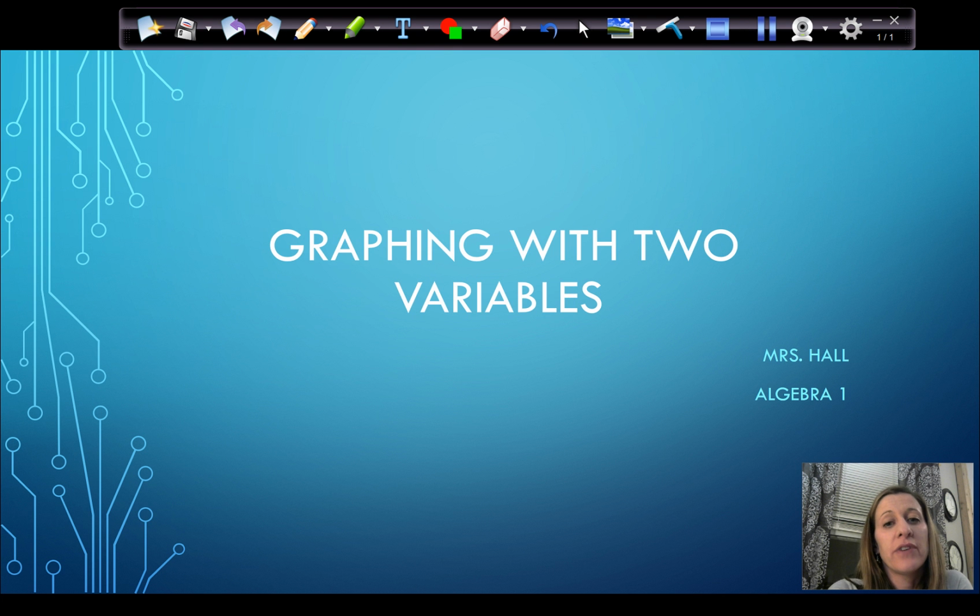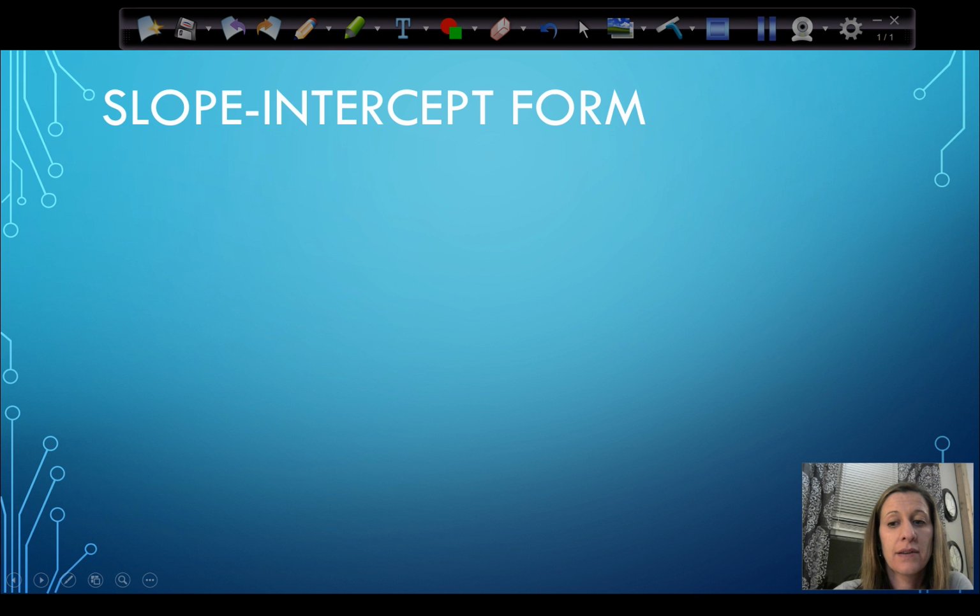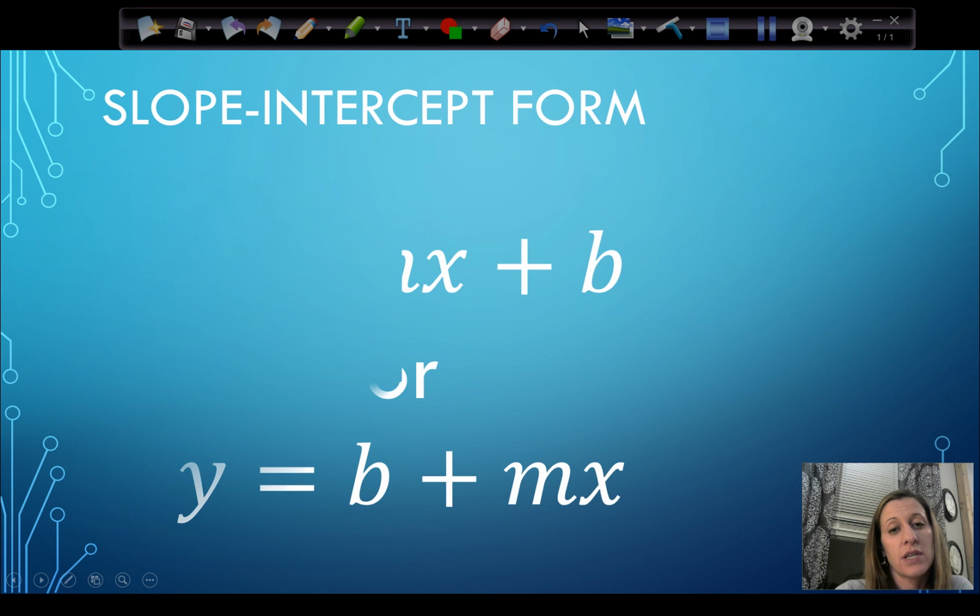So this is a review of some stuff that we did last year, plus it's kind of just putting all the pieces together of what we've been actually doing in class. So just to kind of recap, we've been working with slope-intercept form, which is y = mx + b, or you could think of it as b + mx.